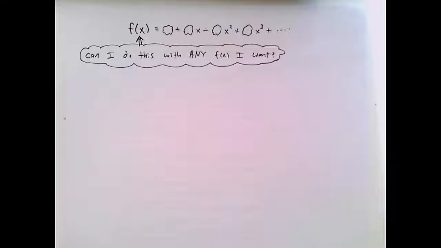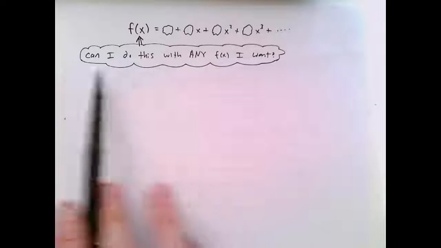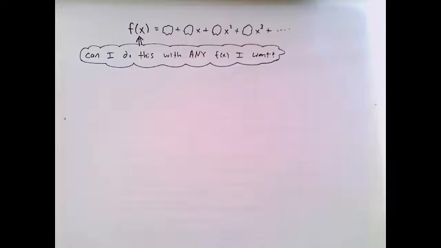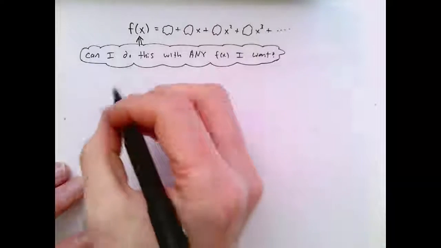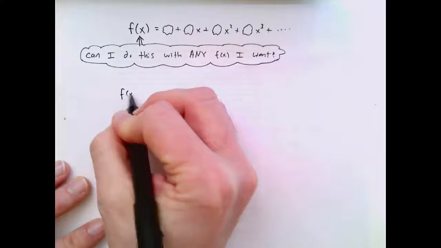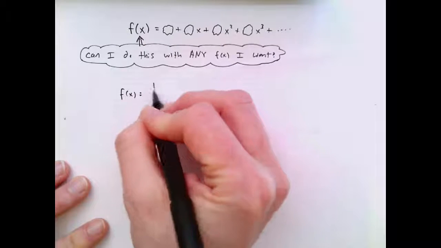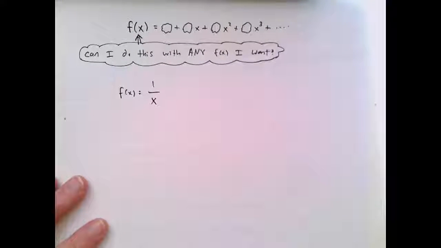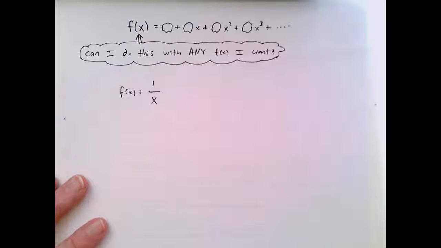One question you might have now is, can you do that process with any f of x function you want? Can you always find a series for it? And the answer is no. For example, let's do one that's immediately a problem. What if I was going to do 1 over x? Think for a minute to yourself, why might this be a problem?